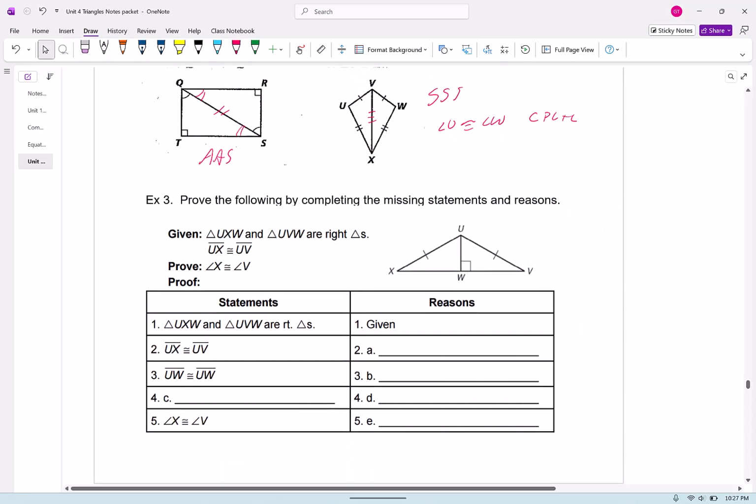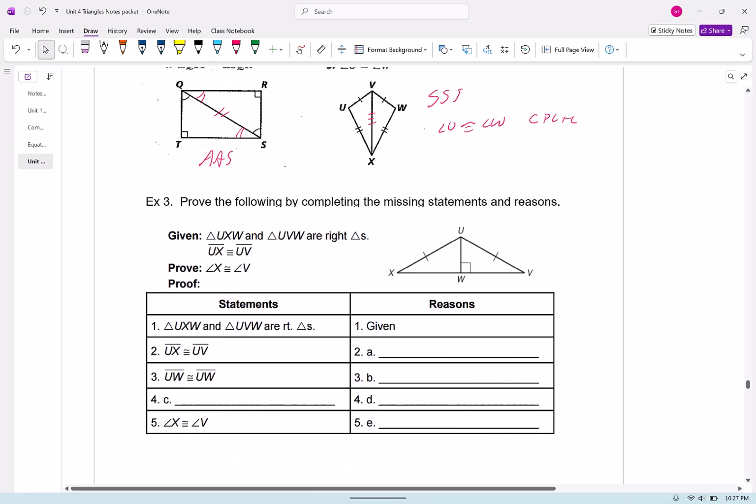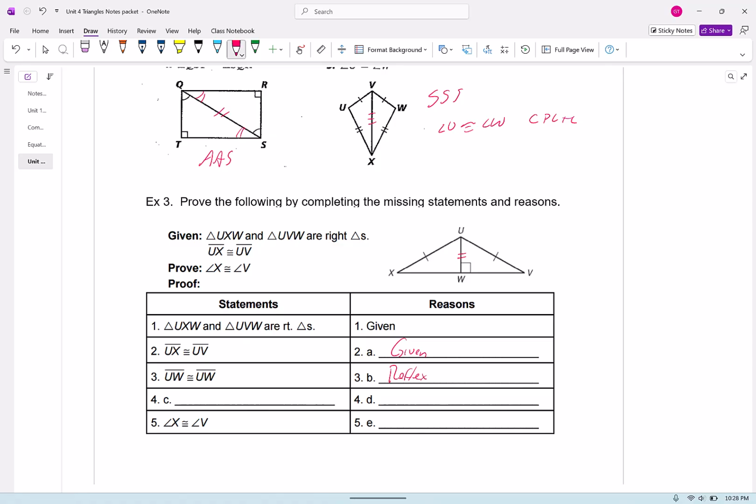So if I use this in a proof, what would that mean? The first thing is given. Then UX is congruent to UV. That is also given to me, so there's my reason. Nice and easy. UW is UW. Well, the reason is the reflexive property.